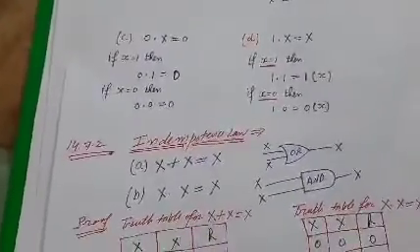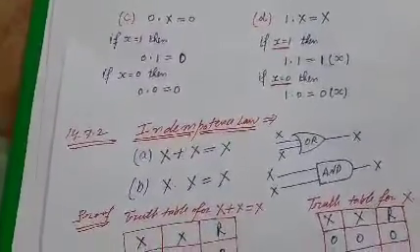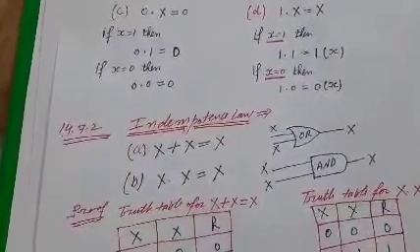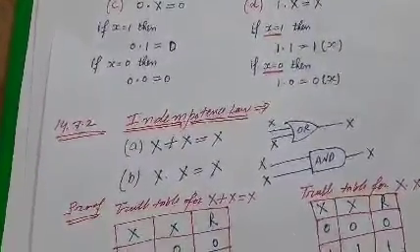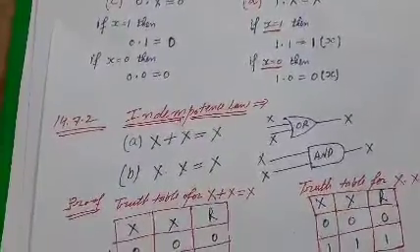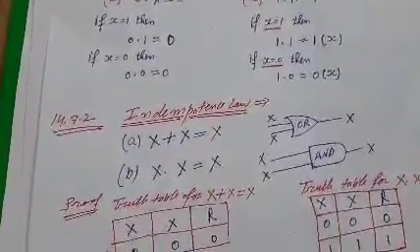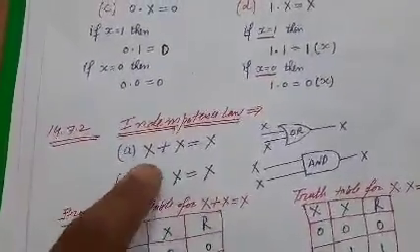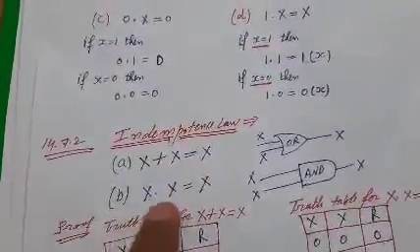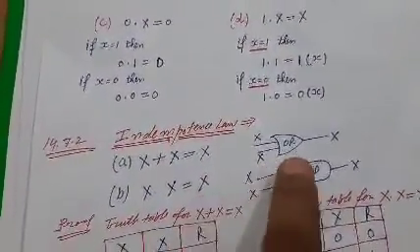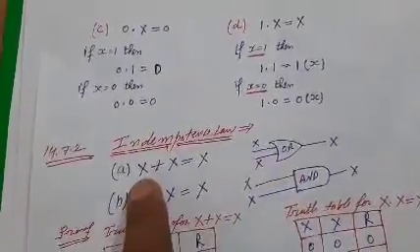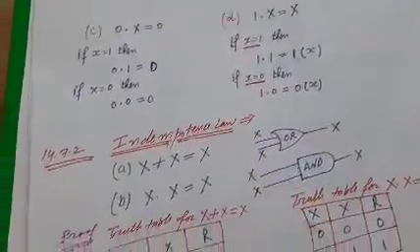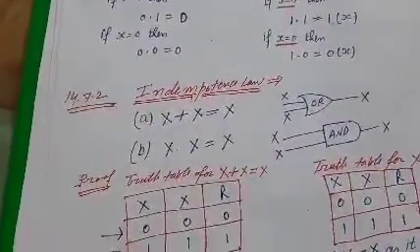Then topic 14.7.2, the second law, idempotence law. A: x plus x equal to x, B: x into x equal to x. In case of CBSE, the question is: state the law and verify the law. First we give the two statements A and B: x plus x equal to x, then x dot x equal to x. Then draw the gate structure. Plus means OR, dot means AND. Then we use the OR gate and AND gate, and prove it with the help of a truth table.